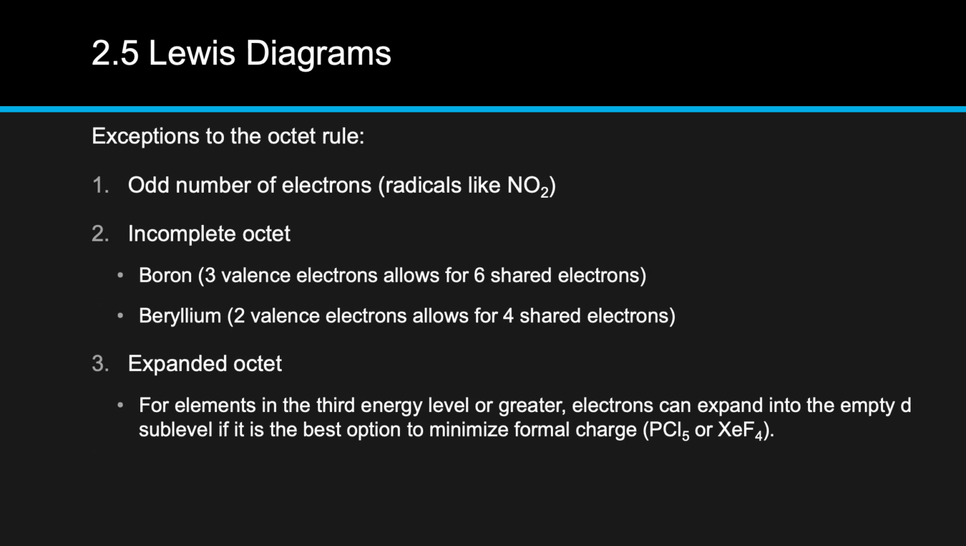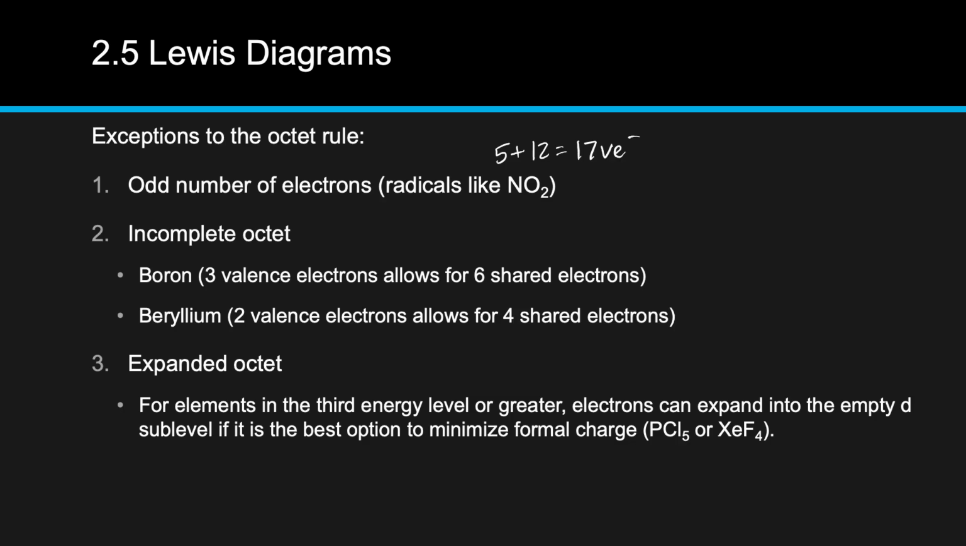All right, so there are some exceptions to the octet rule that I want to go over quickly. The first one is an odd number of electrons with radicals. So a molecule like NO2 is going to have a single electron left over. That's because nitrogen has 5 valence electrons and oxygen each has 6, so that's 12. So we have a total of 17 valence electrons, which is an odd number. So we're going to have an extra electron that is unpaired.